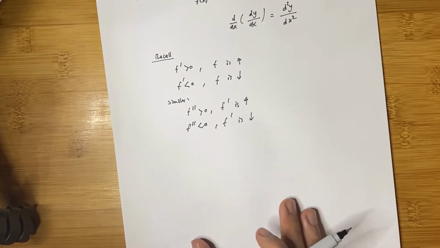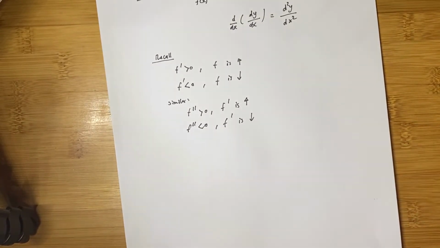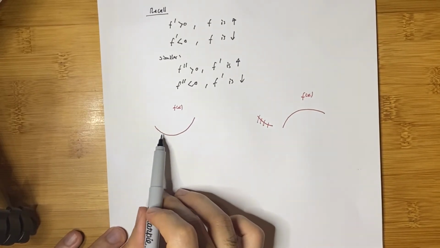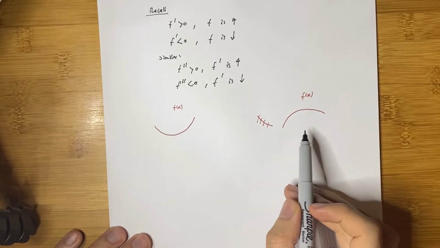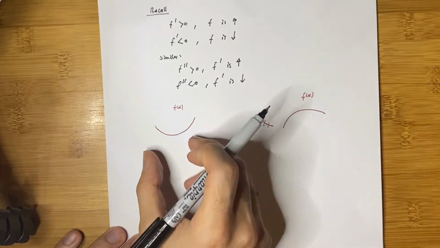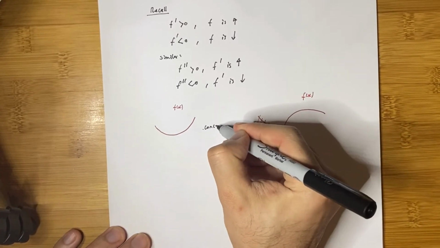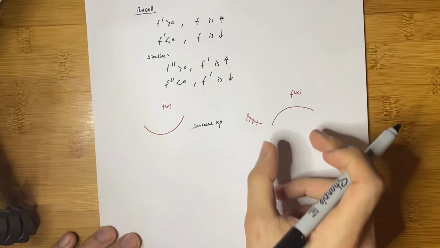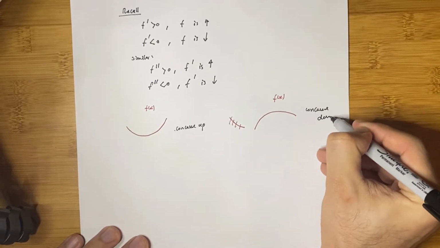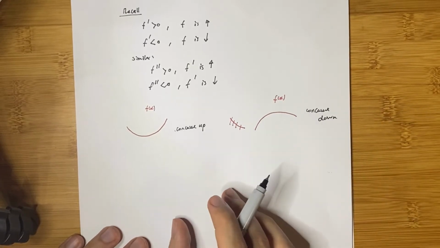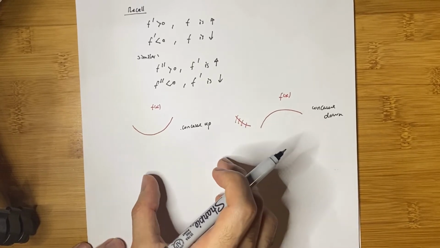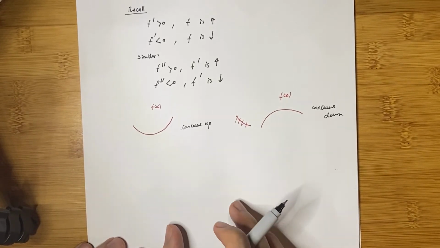Let's take these two examples now. We have two functions here. We have this function and then we have the second function in here. This shape is called concave up, and this shape is called concave down. Okay, now we want to find the relation between these shapes and the first derivative and the second derivative.